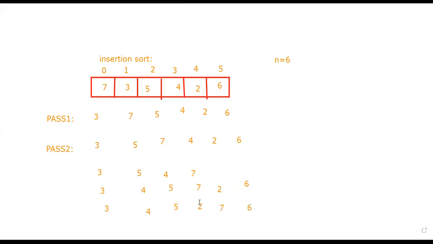Now compare 2, it is not in order. So simply swap 5 and 2. 2 will come here. Again before 2, 4 is there. In the next step, swap the 2 with 4. 2 comes here, 2 swaps with 3. So ultimately 2 comes here: 2 3 4 5 7 6. After that 7 in the place of 6. This is the list of elements.